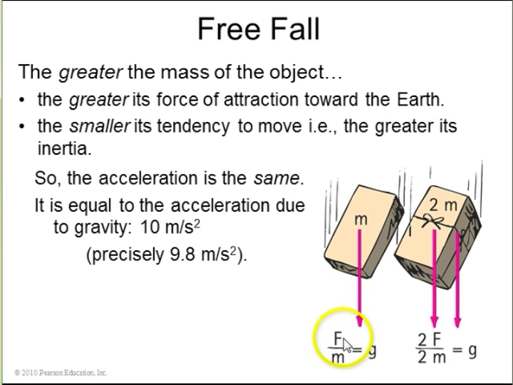The force is F, its mass is m, so its acceleration is g, F over m. Here's two masses. The force on it is twice as much gravity, divided by twice as much mass, you still get the same acceleration.